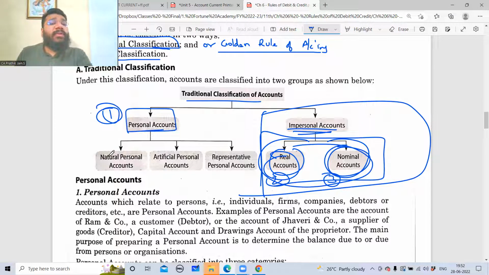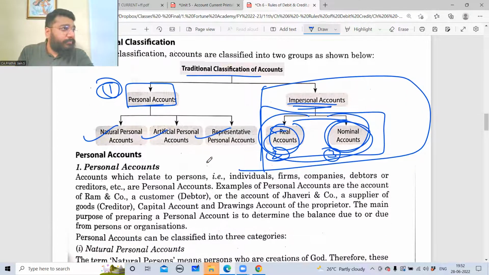Now, what are you left with? Personal account. Now, personal account has got three sub-classifications. One is called natural personal account. Second is artificial personal account. And third is representative personal account. For all these three, we have a common rule, which is debit the receiver, credit the giver. But now you may ask, sir, what is the need for you to classify into three different types of accounts? Why? Because in liabilities, you may at certain times have a natural personal account or you may have an artificial personal account. And representative will come a little later.